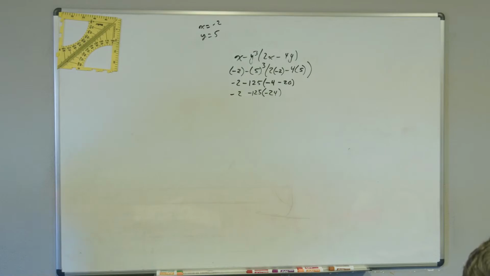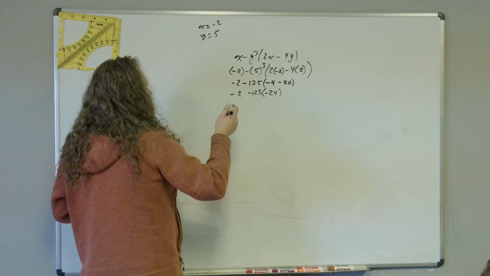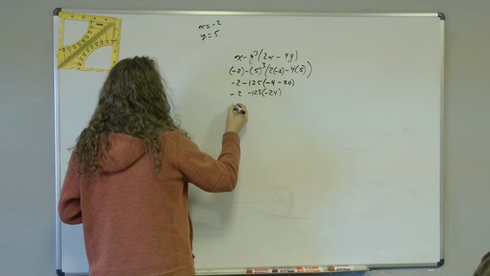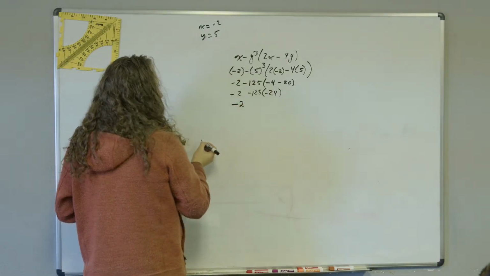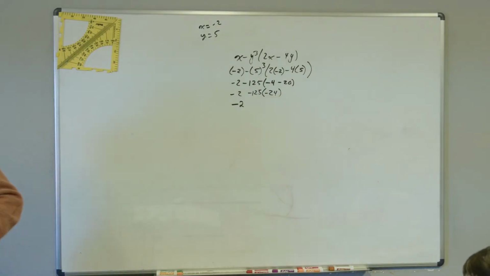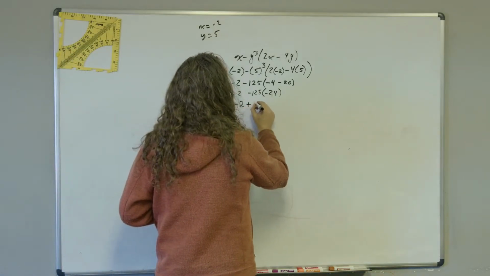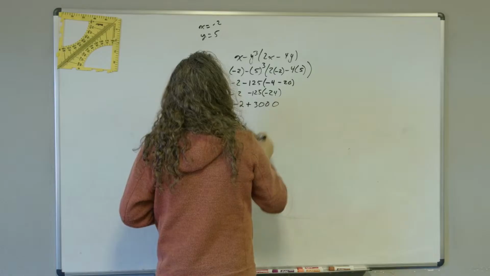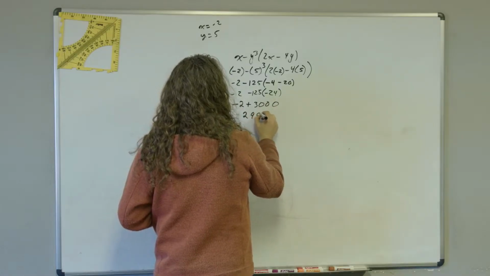So what is negative 125 times negative 24? It's okay, I'll wait. Y'all have calculators. 3,000. So the final answer is positive 2,998.